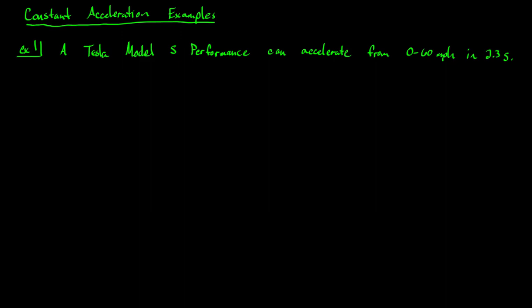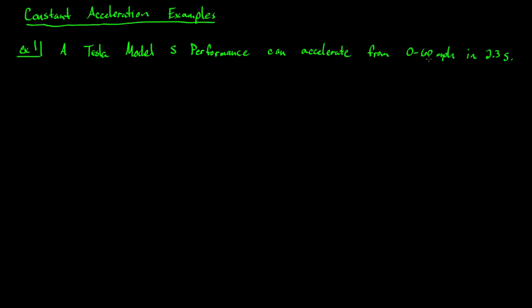So in this video, I'm going to work through a couple of examples dealing with constant acceleration, which, keep in mind, includes constant velocity. The acceleration is zero. So the first example, we'll look at a Tesla Model S performance. This car can accelerate from 0 to 60 miles per hour in 2.3 seconds. Notice there's no question, so we'll answer the questions after we model this.